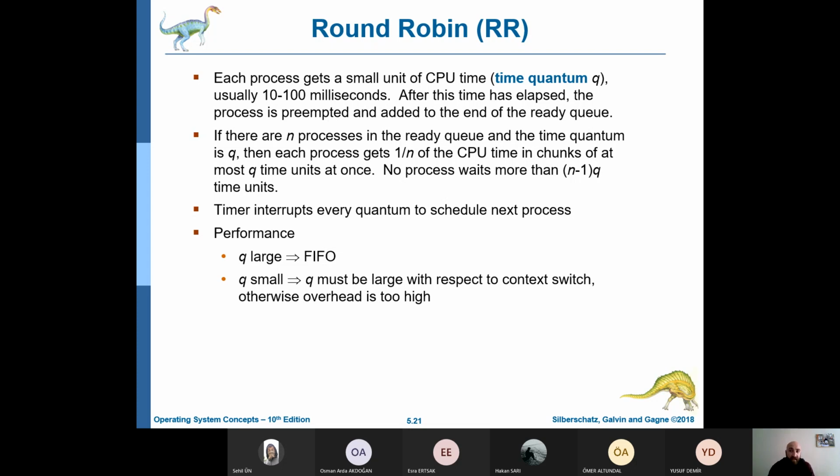So based on the time quantum, we can switch between processes. A time quantum is generally from 10 to 100 milliseconds in length. The ready queue is treated as a circular queue. The CPU scheduler goes around the ready queue, allocating the CPU to each process for a time interval of up to 1 time quantum.